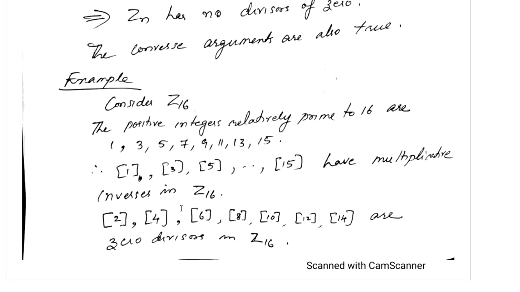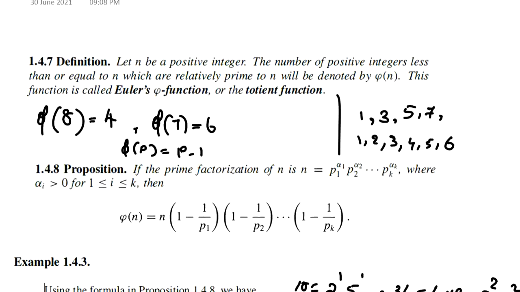When we consider the remaining numbers, class of 2, class of 4, etc., class of 14, all these numbers 2, 4, 6, etc. are not relatively prime to 16. So they are 0 divisors in Z16. Then we have defined Euler's phi function. Euler's phi function denoted by phi of n is the number of positive integers less than or equal to n which are relatively prime to n.